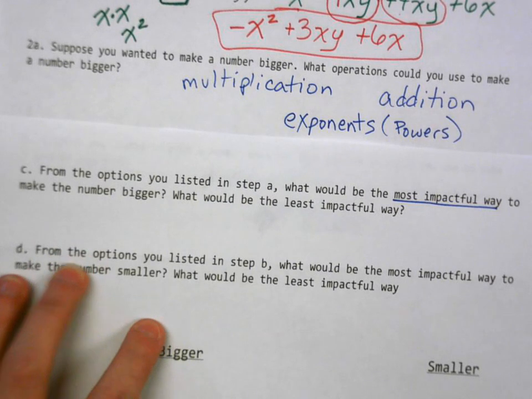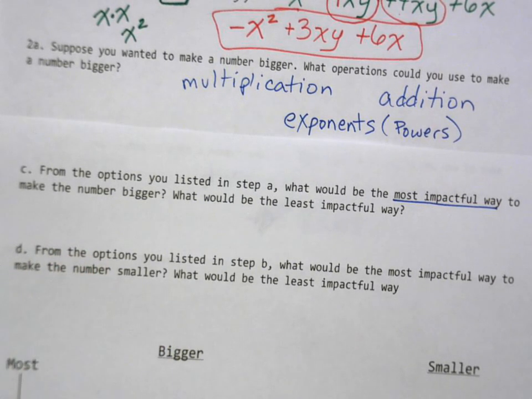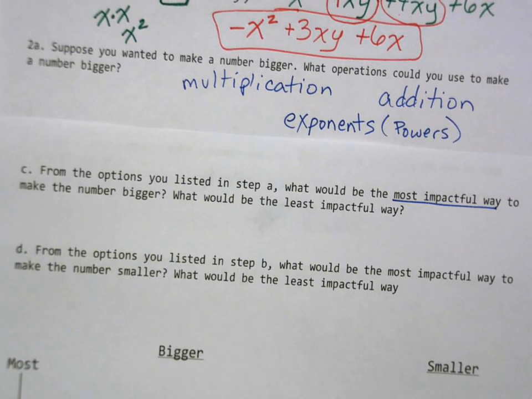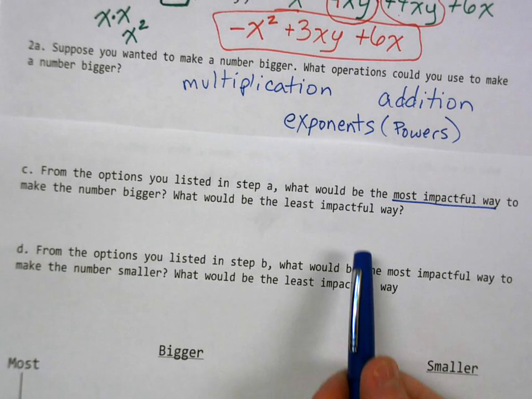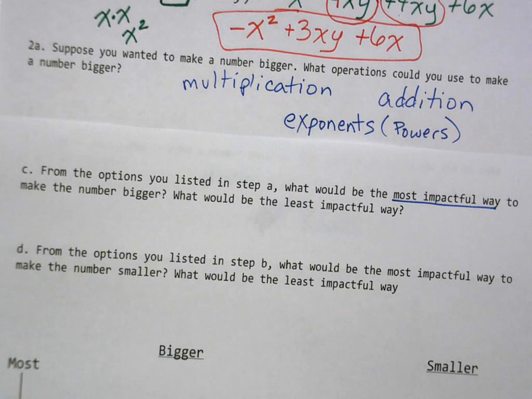Multiplication. No, exponents. Think about it. See if you can get a consensus about which ones are going to make the most impact to make a number bigger. And then it says which one's going to be the least impact to make the numbers bigger. Exponents will be the biggest and addition will be the least. Exponents are like times that number.